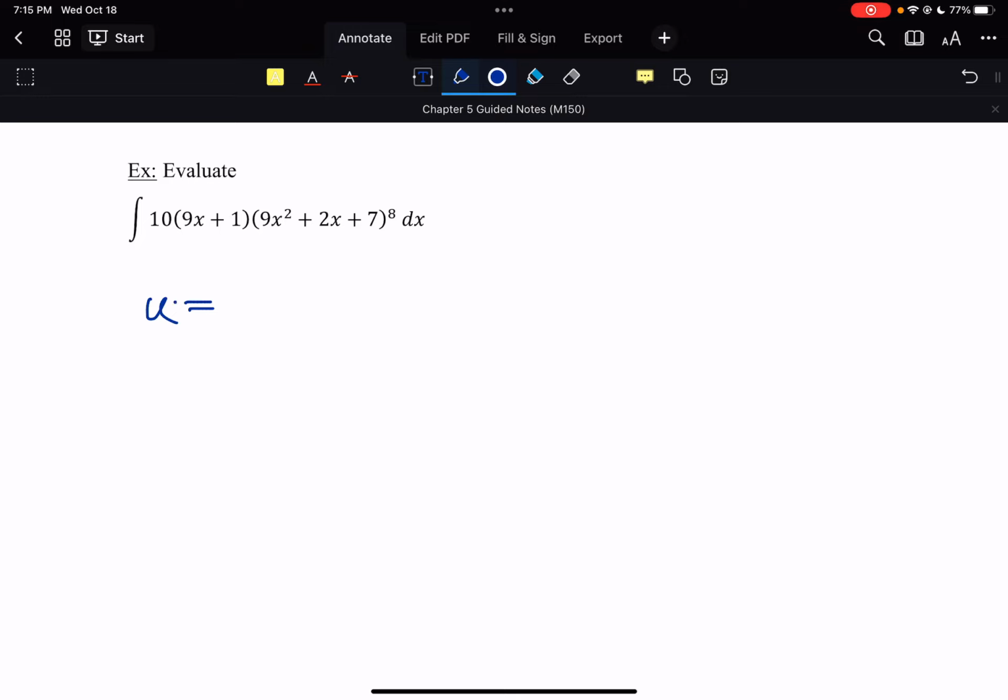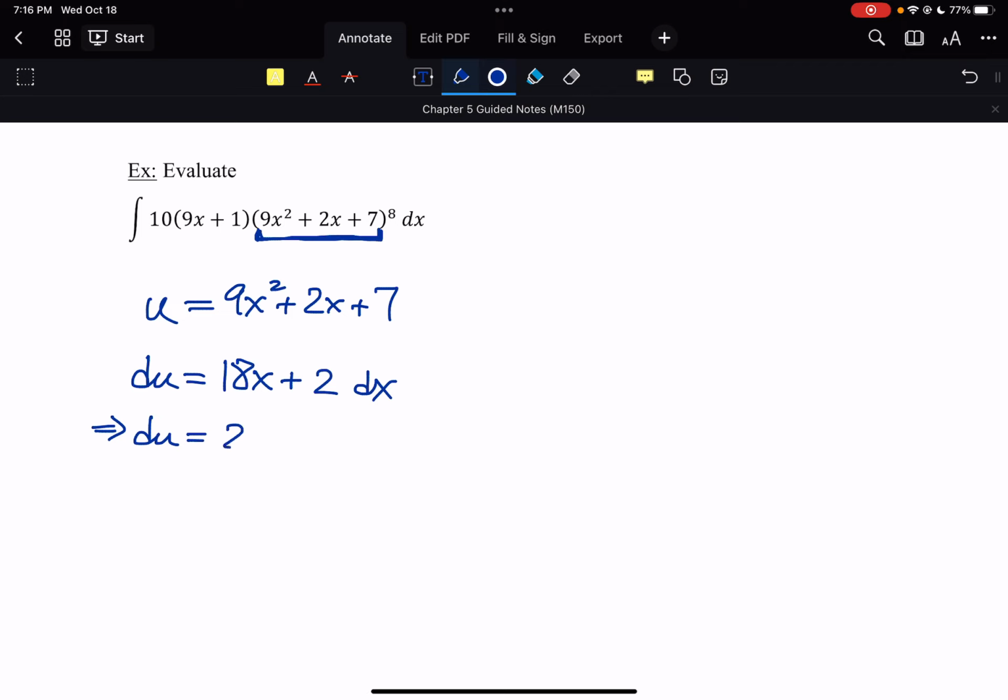So for u, again, this one really is kind of the problem because it's trapped inside that 8th power. So let's make that the u value, 9x squared plus 2x plus 7. And then du is going to be 18x plus 2 dx. Which is almost a match. Notice there's a factor of 2 in here. So that's 2 times 9x plus 1 dx.